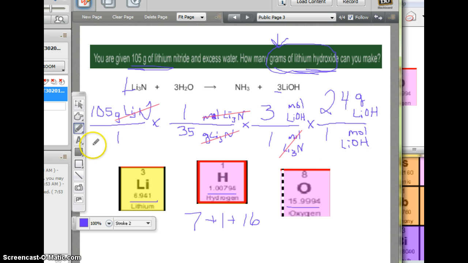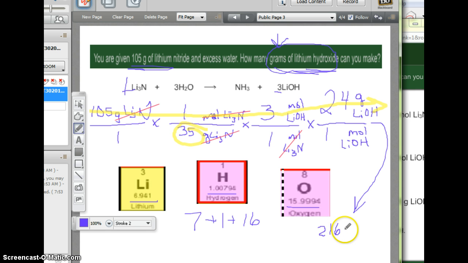Now I put it in my calculator. When you put it in your calculator, you multiply everything across the top. So 105 times 1 times 3 times 24. Okay, so put that in your calculator, and then you're going to divide by 35. When you do that, you get an answer of 216. But 216 what? Well, this canceled off, so the only unit we have left, and yes, you need units in your answer, is 216 grams specifically of lithium hydroxide.